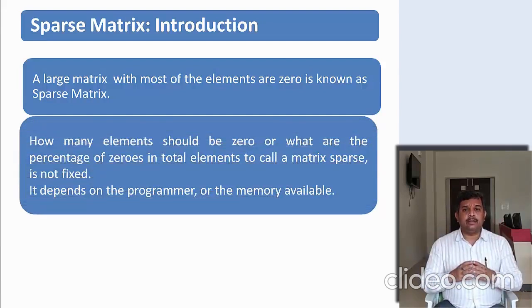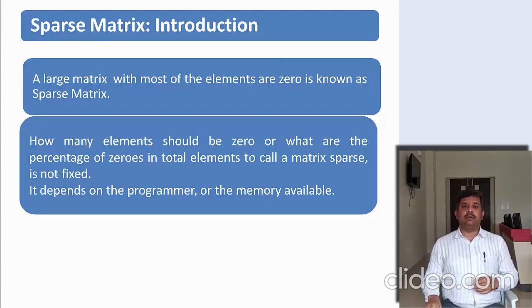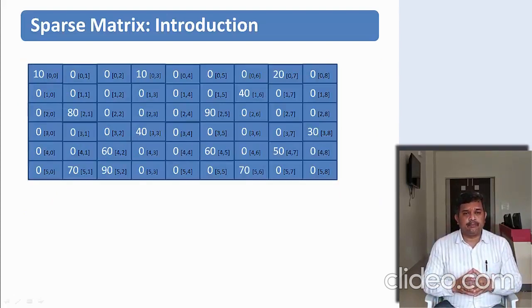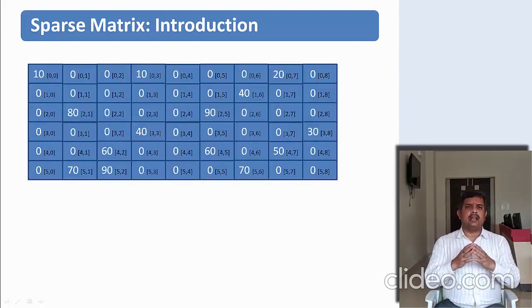How many elements should be zero, and what percentage of zeros in the total elements is needed to call a matrix a sparse matrix, is not fixed. It depends on the programmer or the memory that is available to us. Let us assume that this is a sparse matrix. Very few entries have values like 10, 15, 60, 90, and the rest of the data are 0.